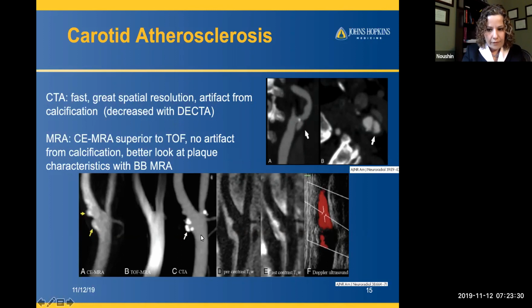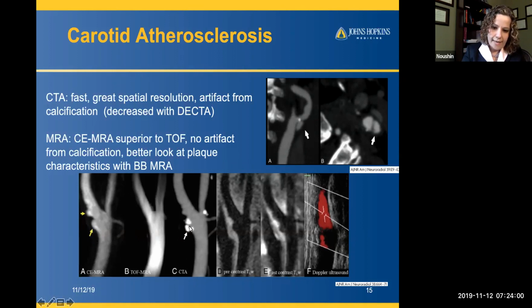This is a good comparison of different modalities. This is a contrast-enhanced MRA. This is a time-of-flight MRA. This is a CTA image. And these are black blood images before and after contrast, and also Doppler ultrasound. So you see, on time-of-flight MRA, you don't really see much of a stenosis or an ulcer. However, contrast-enhanced MRA nicely shows there is an ulcerated plaque, and the contrast fills the ulcer.